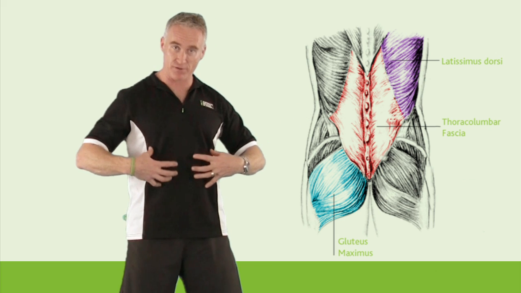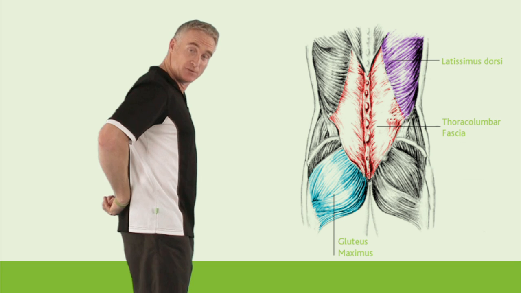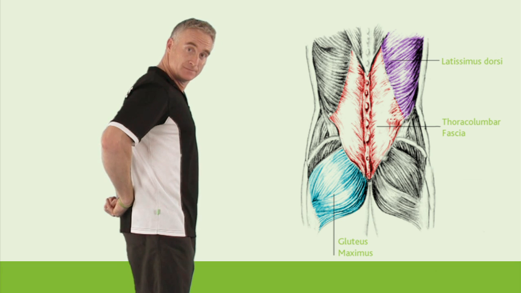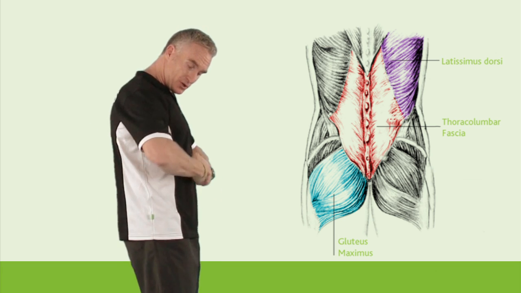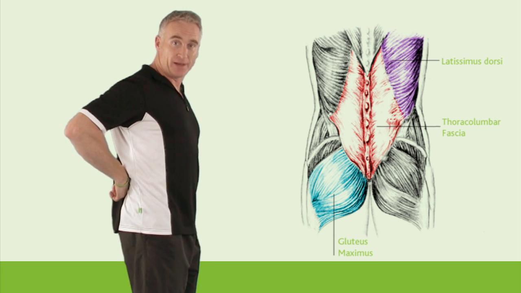So it's sitting very, very deeply. It surrounds erector spinae and multifidus muscles. And it's joined onto by my transverse abdominis muscle group. So it's a pretty big sheet of fascia.